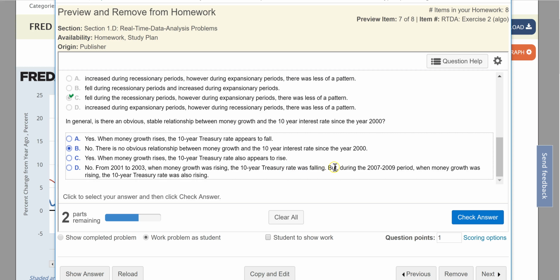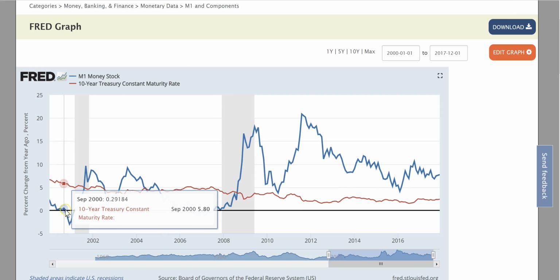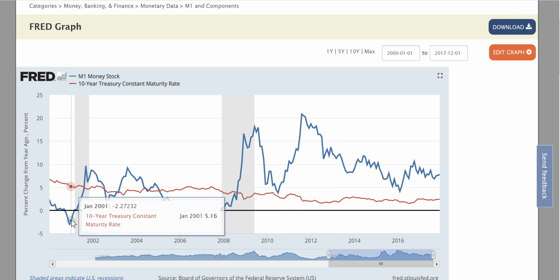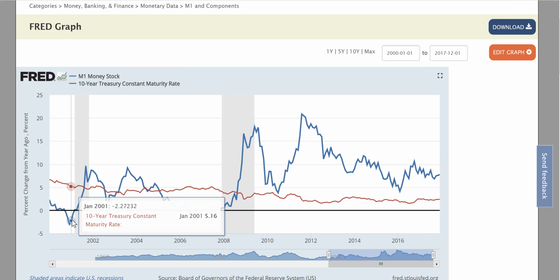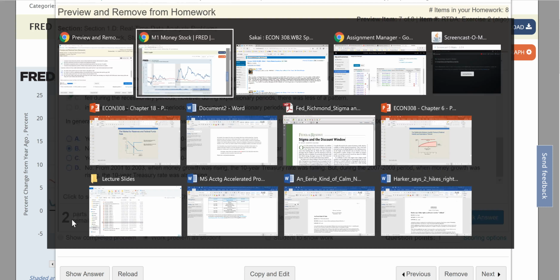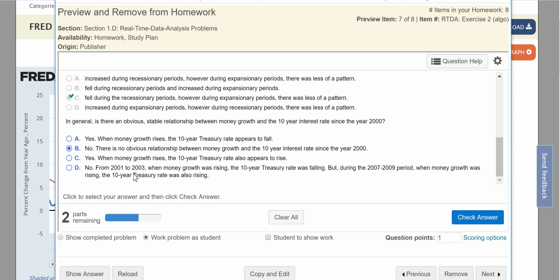But during the 2007 to 2009 period, when money growth was rising, the 10-year treasury rate was also rising. So let's see whether this is correct. From January 2001 to 2003. Yes, the growth rate of money supply is increasing. What about the 10-year treasury rate?